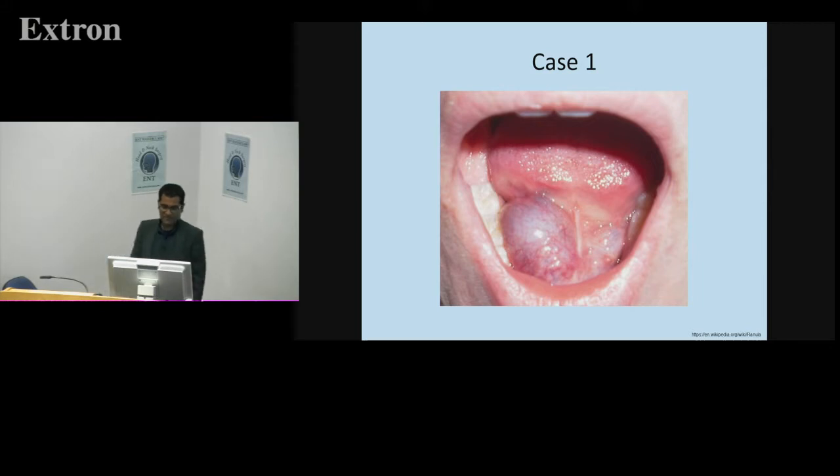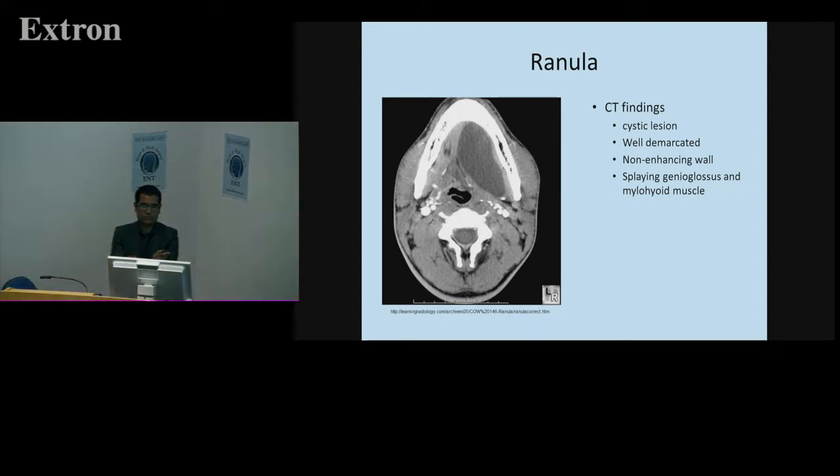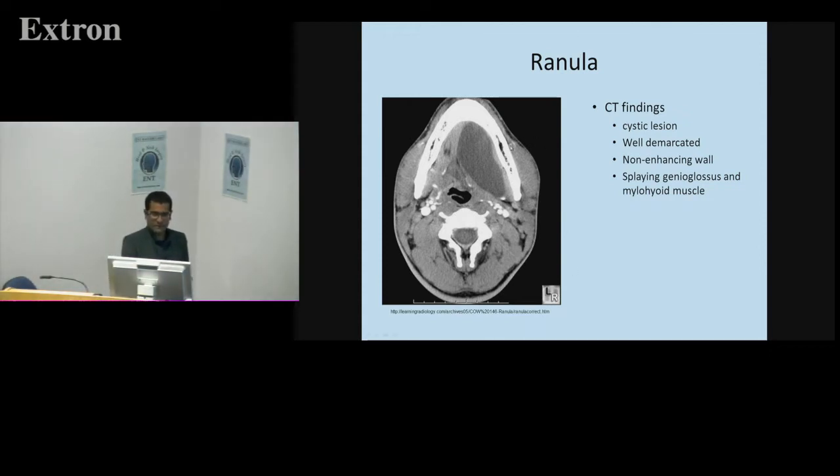Now I go to the first case, which is this patient here, and I think you can see there's a swelling in the right floor of mouth, and I'm sure you all know what this is. This is a ranula. I'll probably come across it once or twice a year. It's usually a painless swelling in the floor of the mouth. You've got two options. The first is a CT scan, and this is normally how it looks. So it's a dense area. Because the wall is really thin, you don't often get the enhancement around the wall of the cyst.